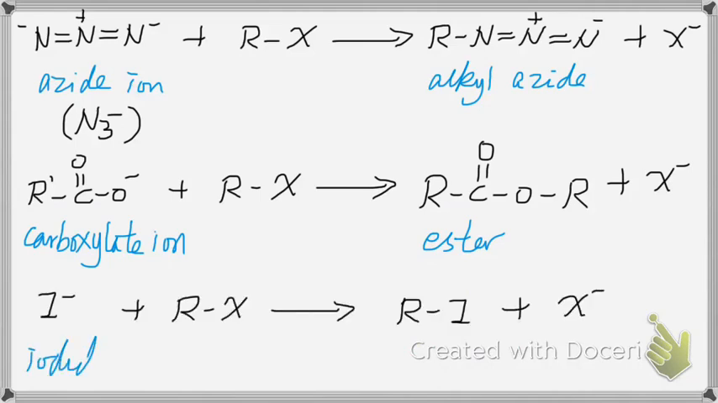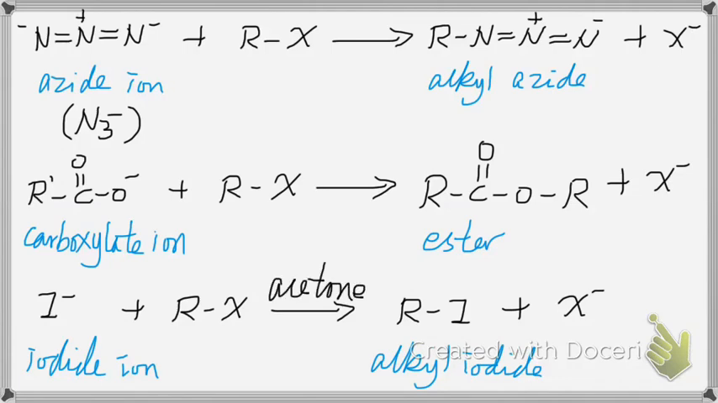And lastly, we can have iodide ion that serves as a nucleophile to react with an alkyl bromide or alkyl chloride. And the product will be an alkyl iodide. This reaction uses acetone as the solvent. It's interesting that sodium iodide, NaI, as the starting material, is soluble in acetone.